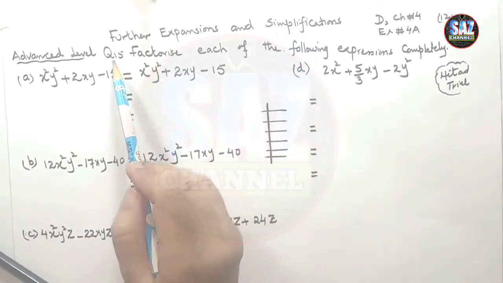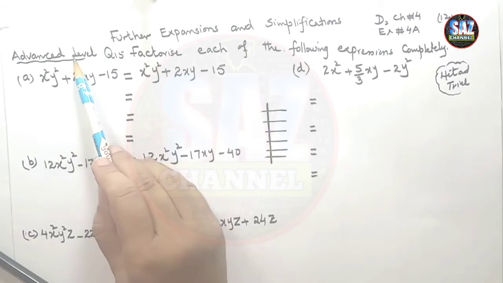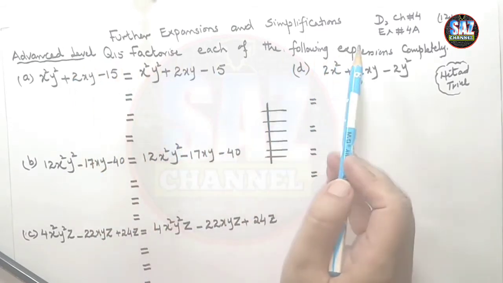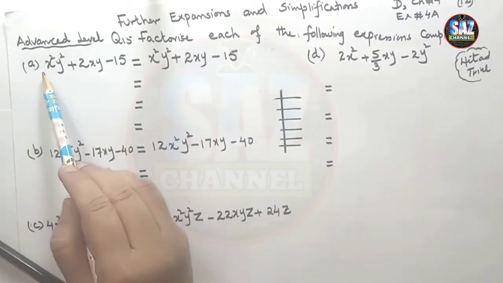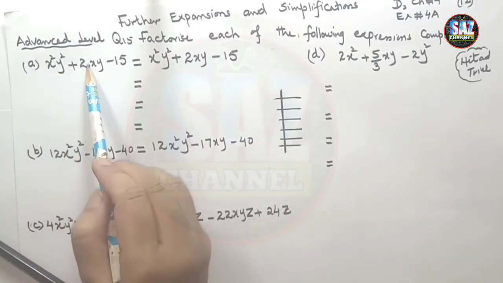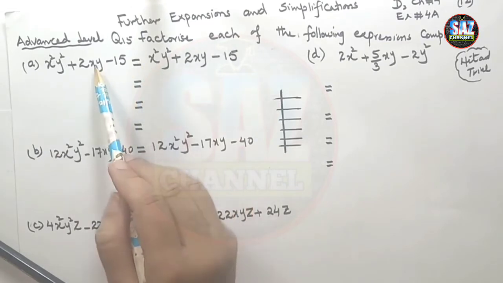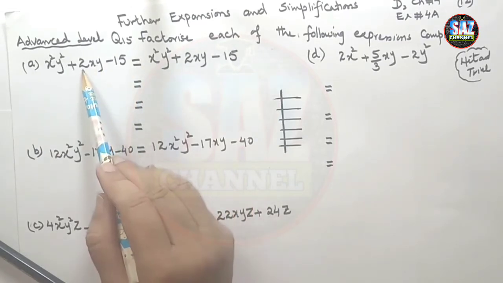In this lesson I will solve question number 15, advanced level, that says factorize each of the following expressions completely. Let's move to part A of the question. Part A is x squared y squared plus 2xy minus 15. If you look at the question, it is a quadratic expression.